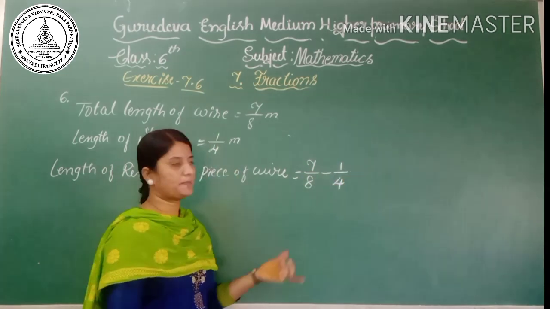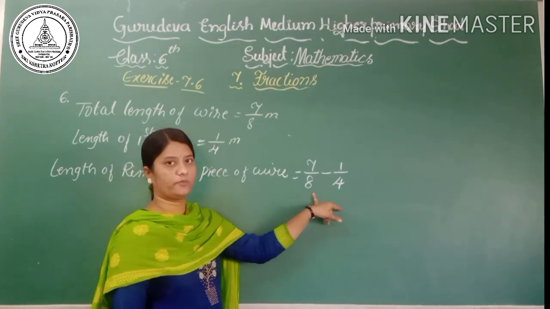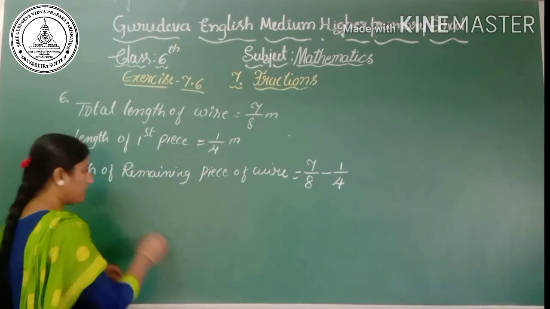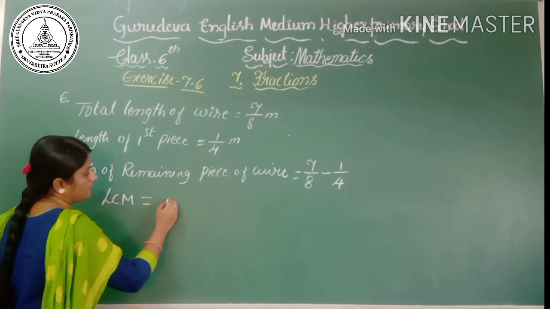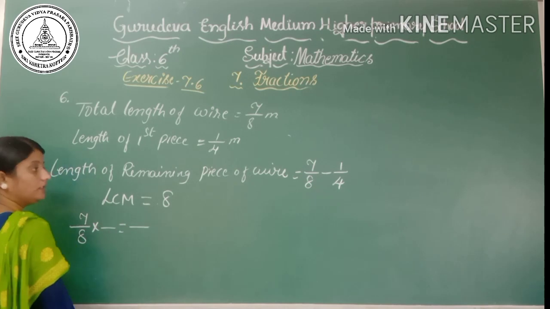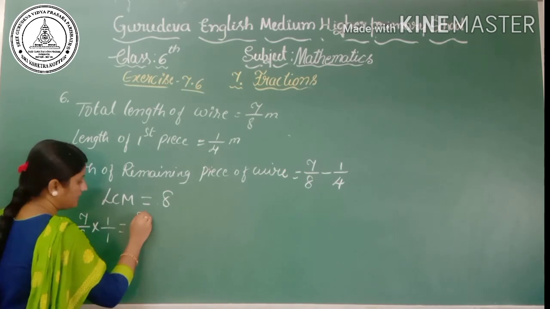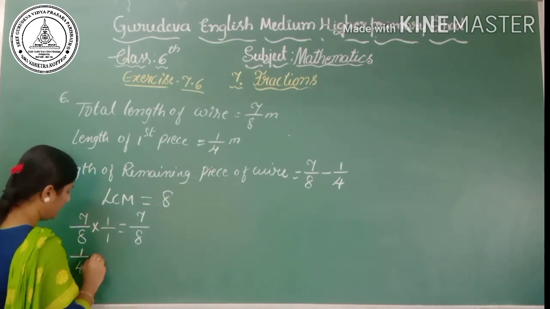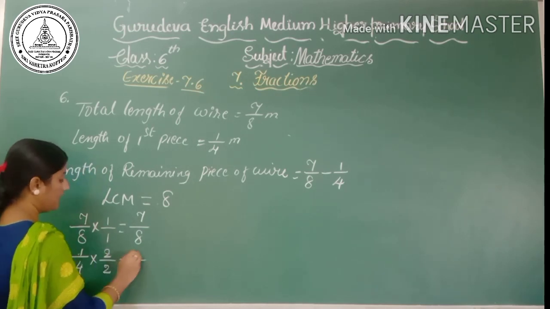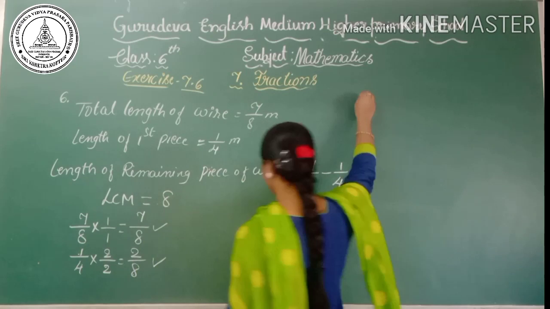Yes. See here, 7 by 8 minus 1 by 4. These two are unlike fractions. Make them into like fractions by taking the LCM. And what is the LCM of 8 and 4? 8 is a multiple of 4. The LCM is 8. Okay. Take LCM equals to 8 and make the fractions into like fractions by writing the denominator as 8. Okay. Then 8 ones are 8, 7 ones are 7. Then the other fraction is 1 by 4 and make the denominator as 8. 4 how much are 8? 4 twos are 8. 2 ones are 2. Now 7 by 8 and 2 by 8 are like fractions.